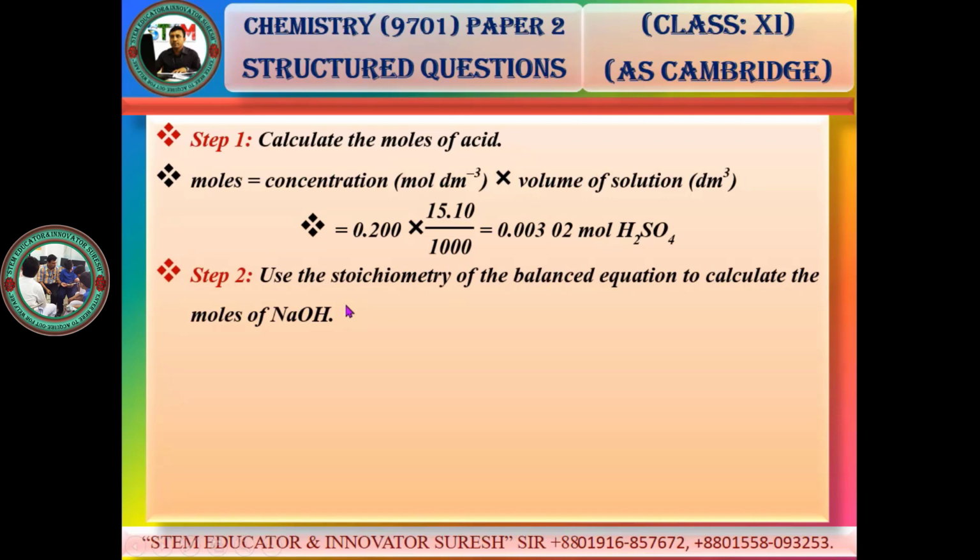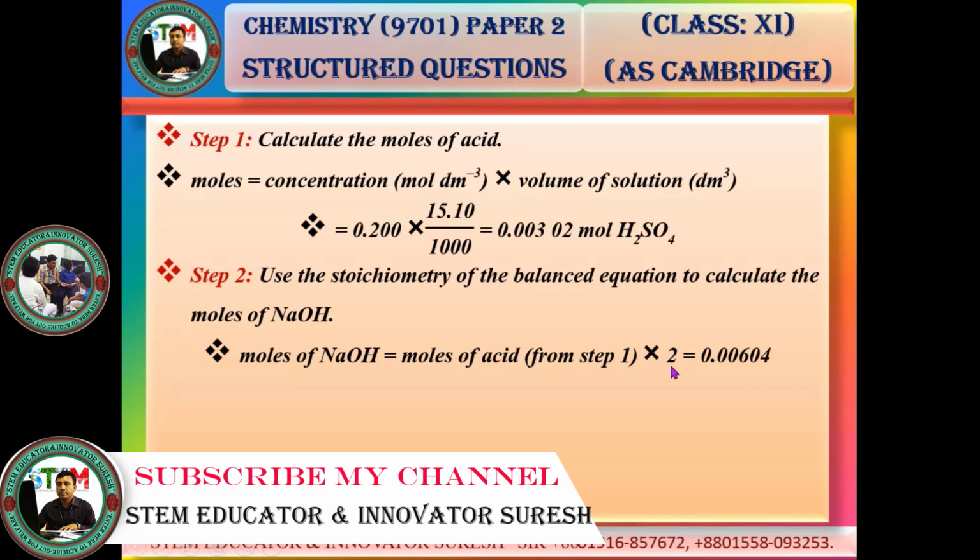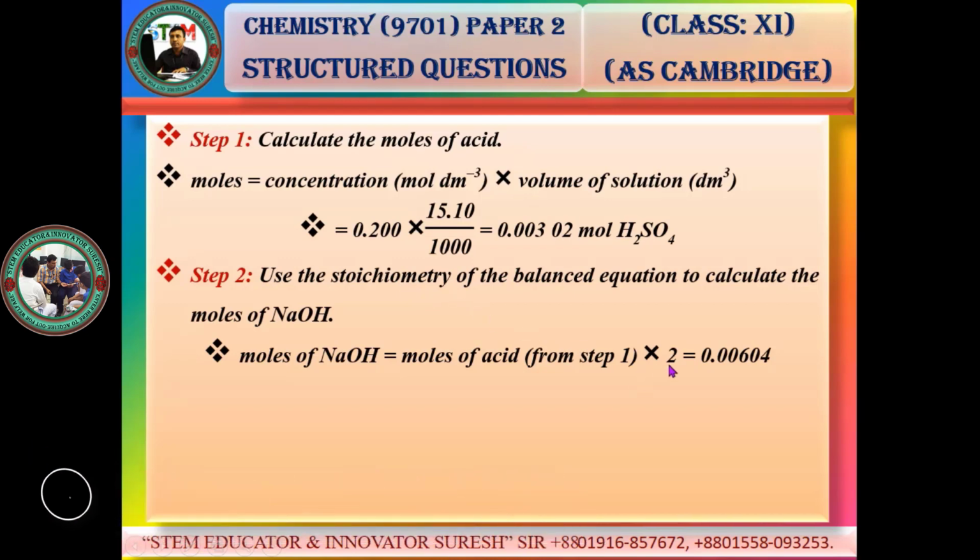Step 2, use the stoichiometry of the balanced equation to calculate the moles of sodium hydroxide. Okay, so the number of moles of sodium hydroxide equals the moles of acid from step 1 multiplied by 2, because of the stoichiometry from the equation, which is also called the mole ratio. So the mole ratio we are getting here is 1:2. So the number of moles of sodium hydroxide will be double the previous one, that is sulfuric acid, because 1 mole of sulfuric acid neutralizes 2 moles of sodium hydroxide. So finally we are getting 0.00604.